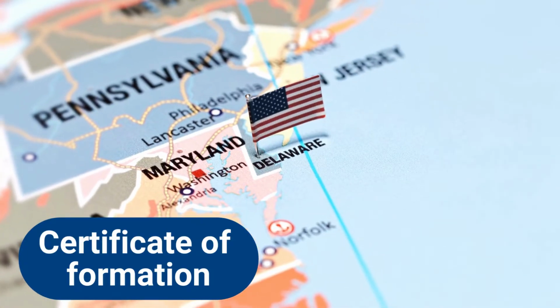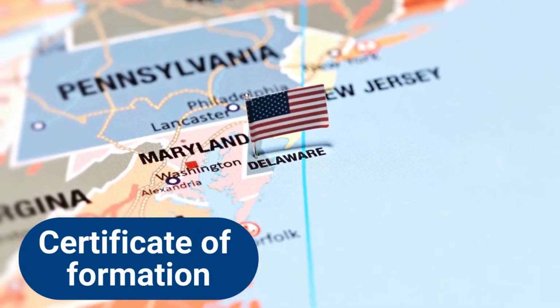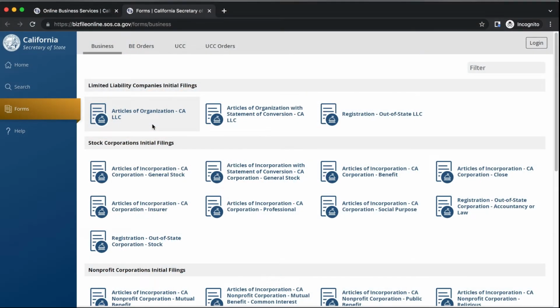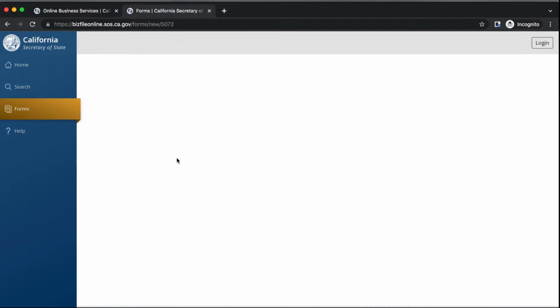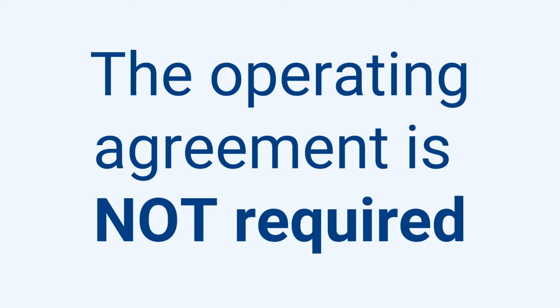For example, in Delaware, it's called Certificate of Formation, but overall, it has the same intention of allowing your LLC to operate. I'll use this California Articles of Organization. The purpose is to confirm your LLC's existence as a legal business entity, once filed and approved by the Secretary of State. On the other hand, the operating agreement is not a requirement to submit in order to operate your business. It's an internal document only.